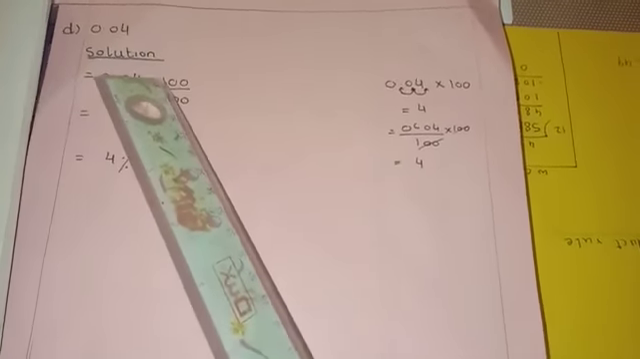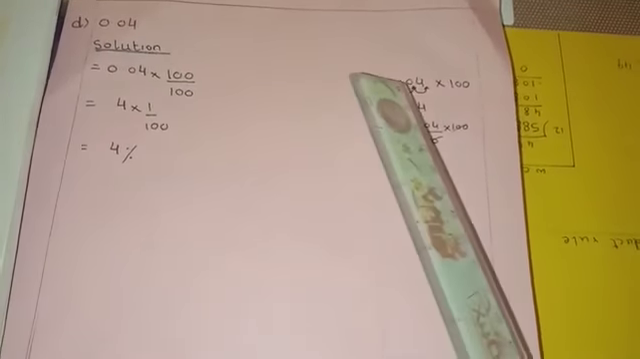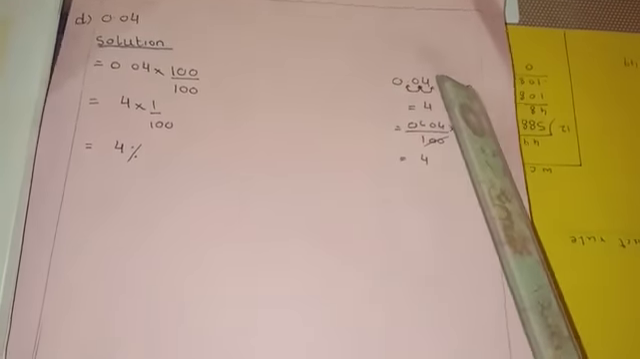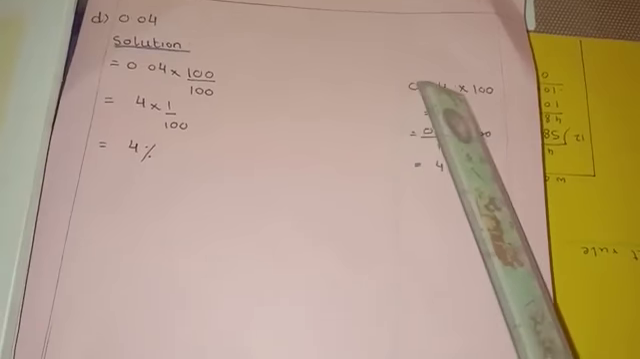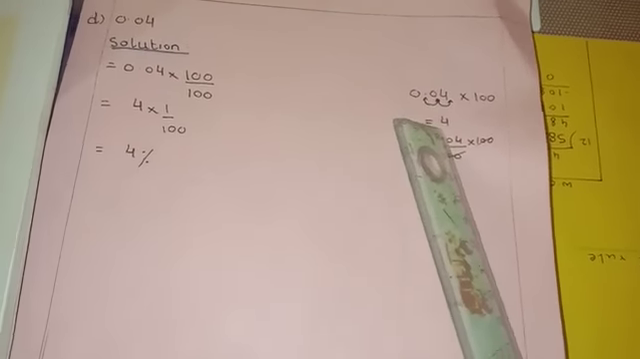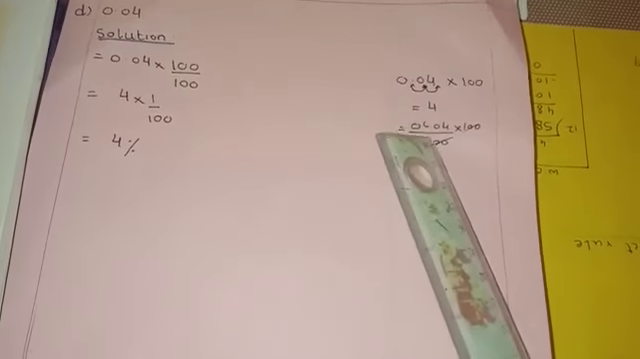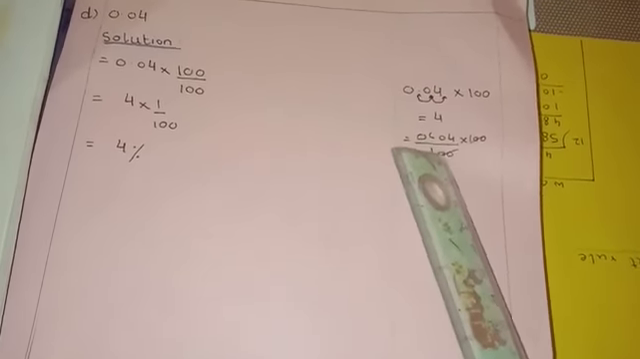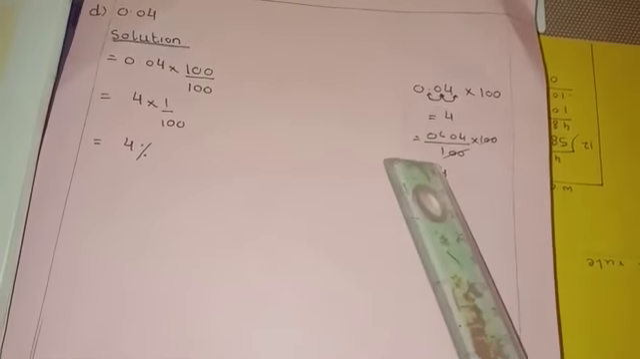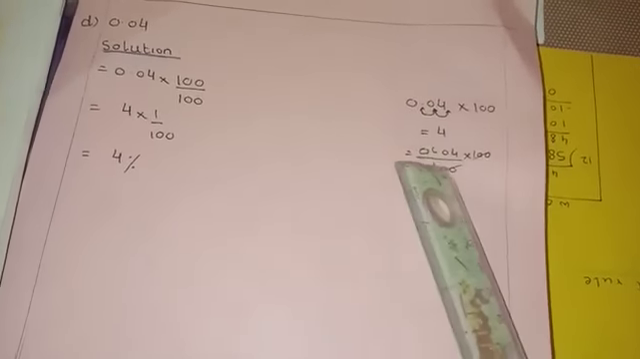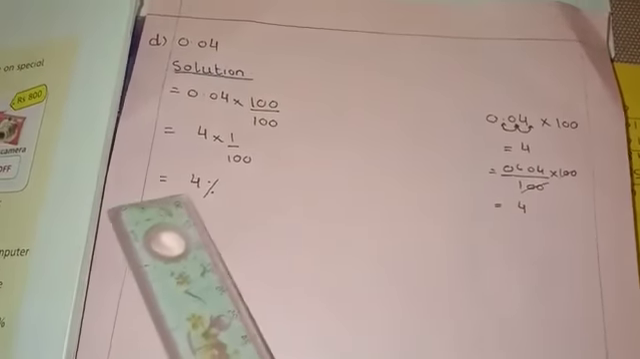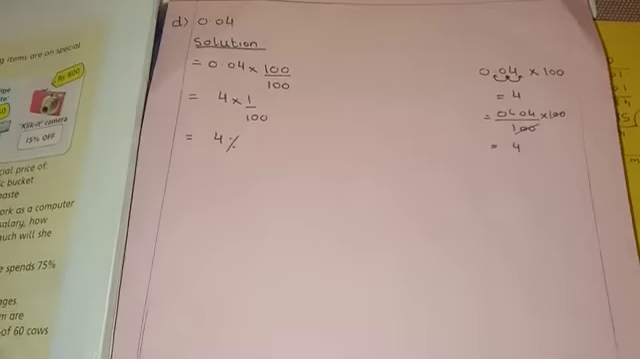It's 0.04. Solution: 0.04 multiplied by 100 divided by 100. When you multiply 0.04 by 100, it will become 4 because the point will shift 2 steps forward. So 4 will be the answer. Or you can also apply the removing point procedure. When we remove the point, we will place 1, and there are two numbers after the point, so we will place two zeros. 100 over 100 cancel, 4 is the answer. So now 4 multiplied by 1 over 100, 4% is your answer.